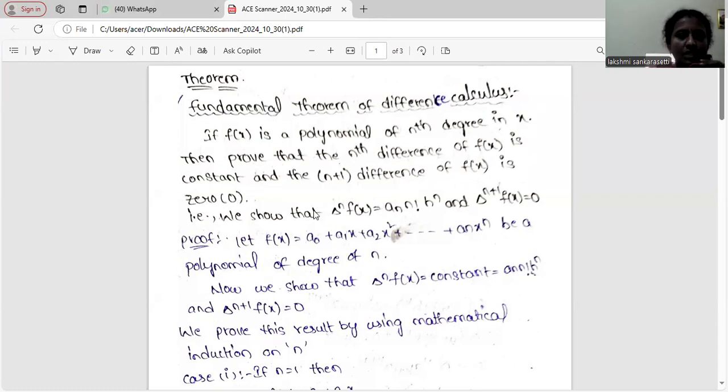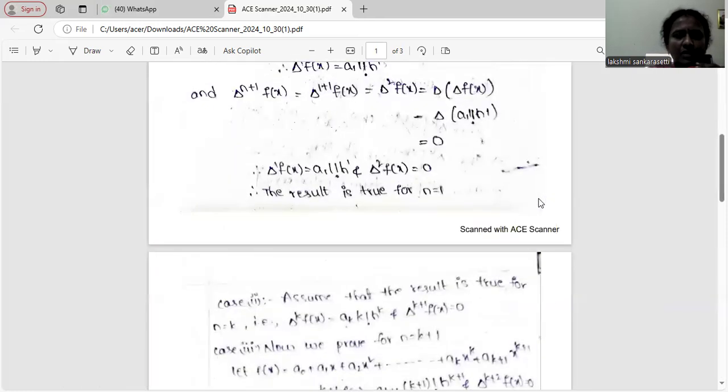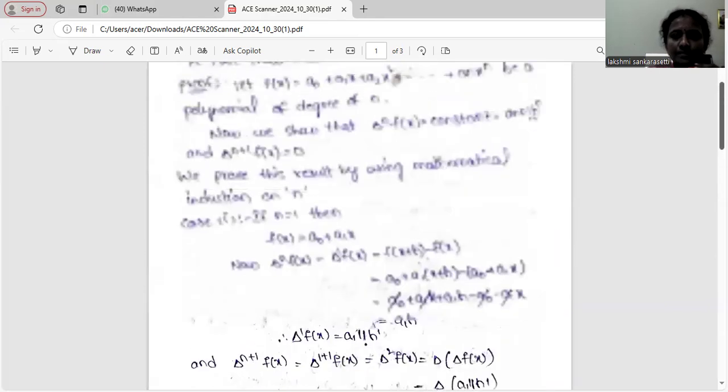That is, we show that the nth difference of f of x is a constant. The constant is in the form of an into n factorial into h power n. And the n plus 1th difference of f of x is equal to 0. Coming to the proof of the fundamental theorem.